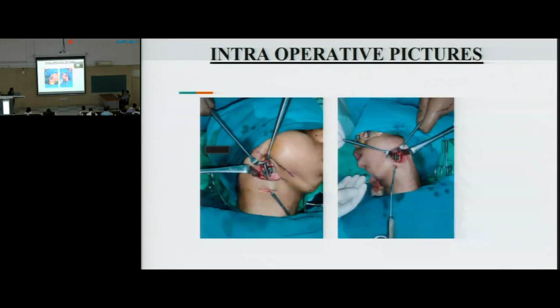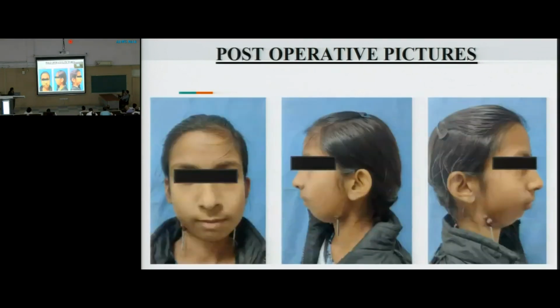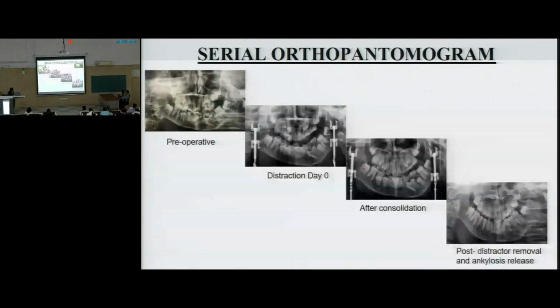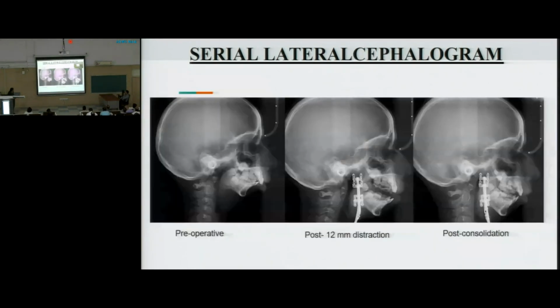And then these are the intraoperative pictures, where we placed the internal distractors, and this is the postoperative picture of the patient. And these are the serial radiographs from the preoperative until the distractor removal and the ankylosis release. This is distraction day 0 and after the consolidation and the ankylosis release. So this is also the lateral cephalogram.